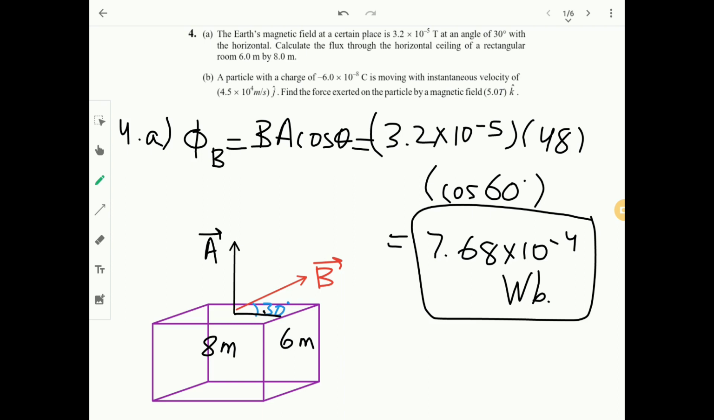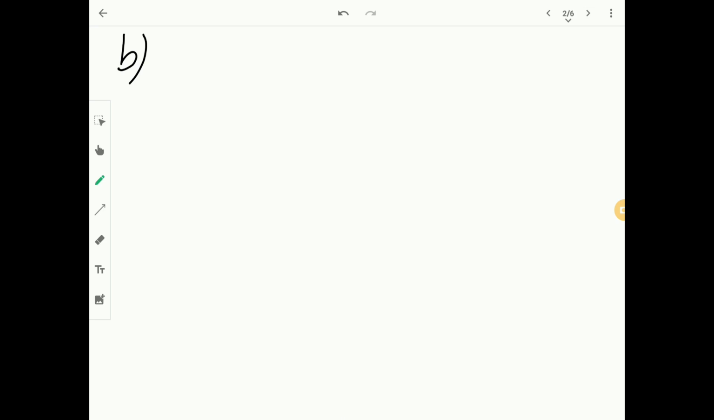B. A particle with charge negative 6 times 10 to the power minus 8 is moving with instantaneous velocity of 4.5 times 10 to the power 4 meters per second J. Find the force exerted on the particle by a magnetic field 5 Tesla K. This has I J K, so I'll just draw the three-dimensional plane that helps you visualize it better, and then I'll give you guys a few seconds.